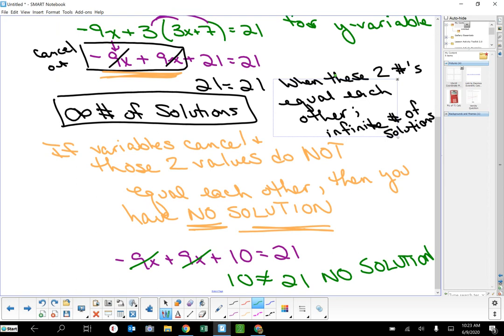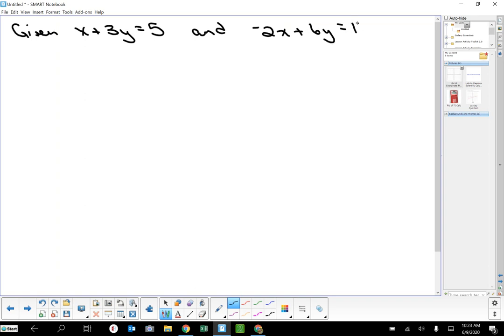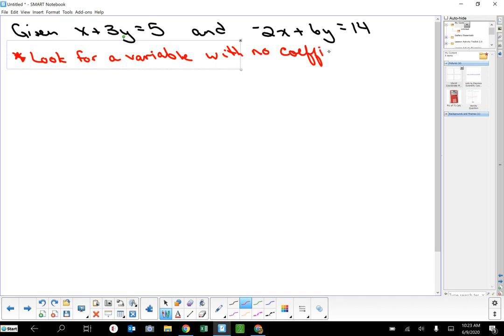Now, let's talk about another problem. This one we'll have to work through all the way. This is another example: x plus 3y equals 5, and negative 2x plus 6y equals 14. Remember, in the last slide, I mentioned that you want to look for a variable with no coefficient. You don't need to rewrite that. That's just me stating that for you.